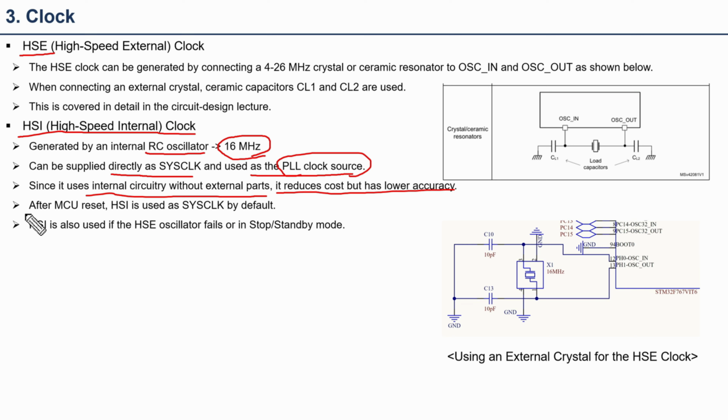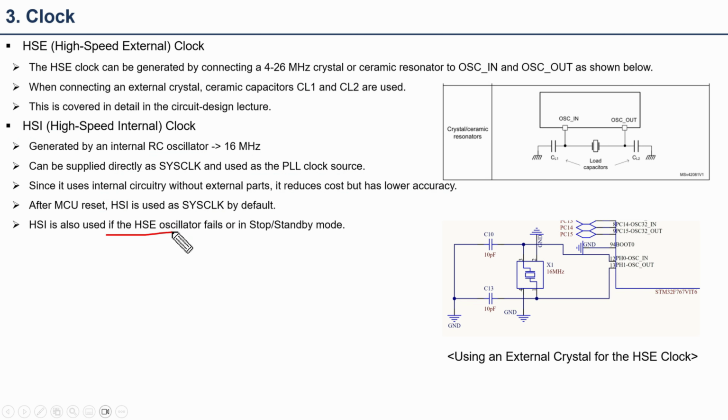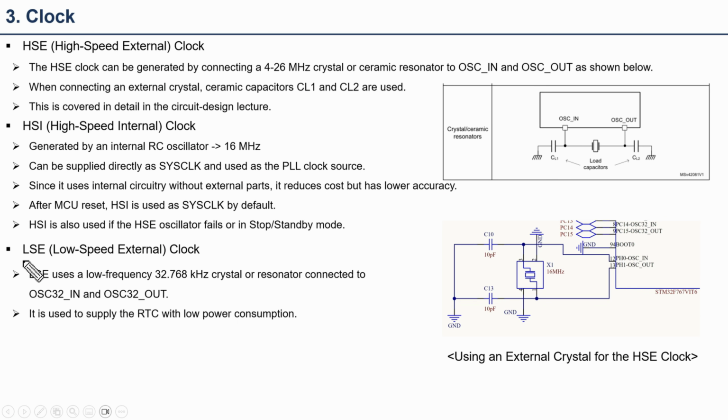There's one point you need to remember, because we'll use it later when we configure the registers. Right after the MCU resets, when you turn the power off and back on, HSI is the system clock used by default. If the external HSE crystal fails, we can switch to the internal HSI and use that instead. Next is LSE, the low-speed external clock.